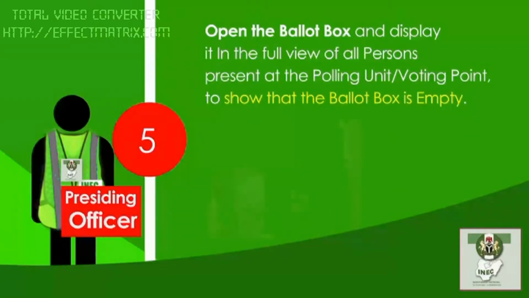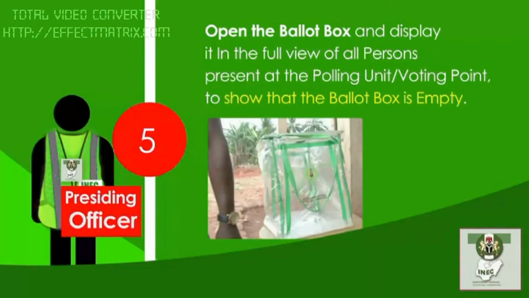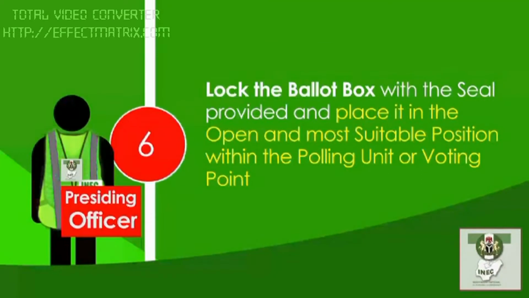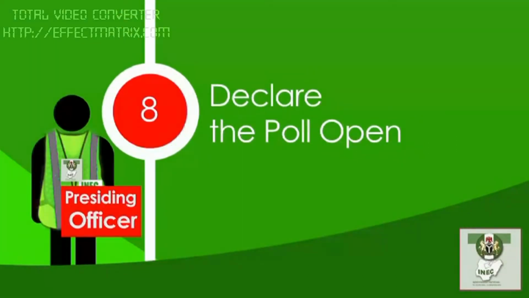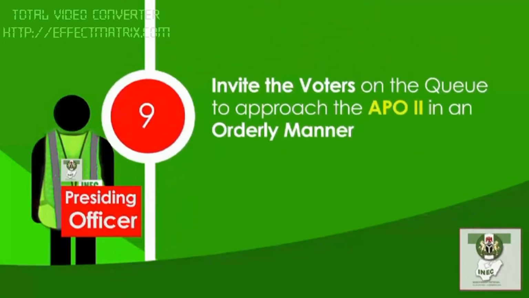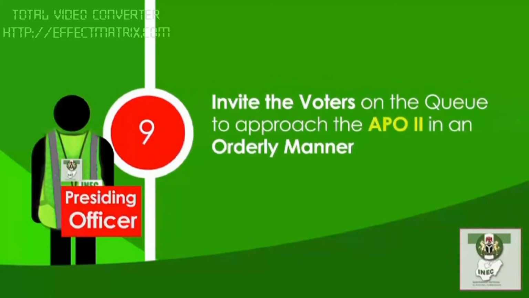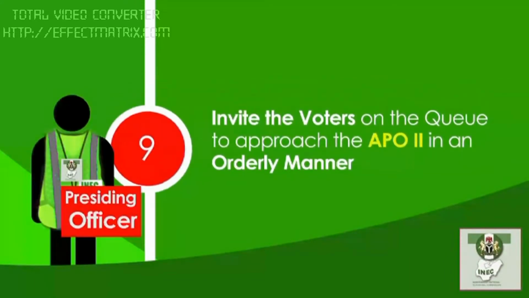Open each ballot box and display it in the full view of all persons present at the polling unit or voting point to show that the ballot box is empty. Lock the ballot box with the seal provided and place it in the open and most suitable position within the polling unit or voting point. Place the ballot papers and tendered ballot papers on the table and declare the poll open. Invite the voters on the queue to approach the APO2 in an orderly manner.